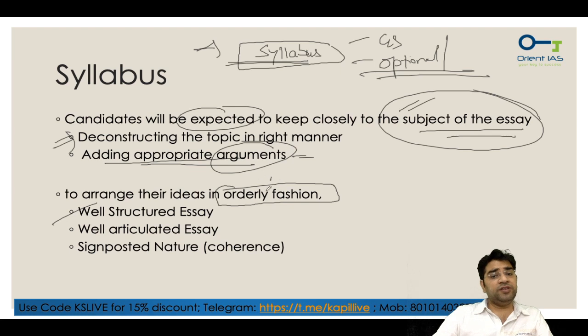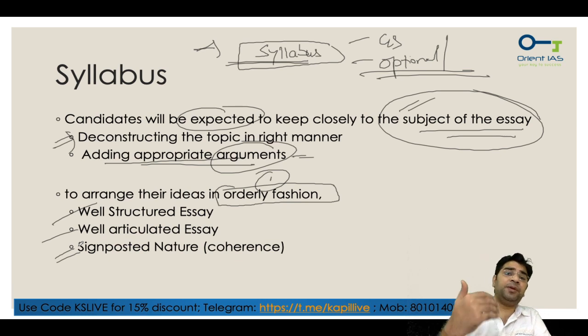When they say orderly fashion, we can again decode it into a well-structured essay, a well-articulated essay, and signposted in nature. Well articulated means articulation is up to the mark and proper examples are there, and signposted means that every paragraph has a flow. There is no break in the flow of paragraphs. That means when you are switching from one paragraph to the second paragraph, there is some kind of interlinkage, or some kind of coherence. This is called signposted. So signposted means the succeeding paragraph has some kind of relation to the preceding paragraph.